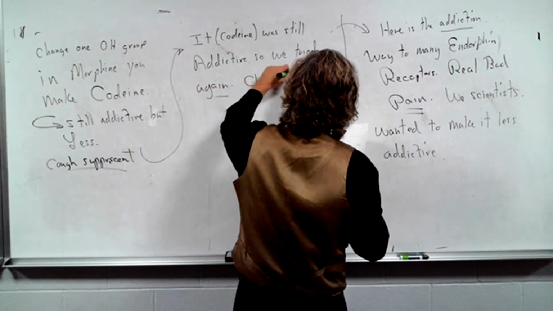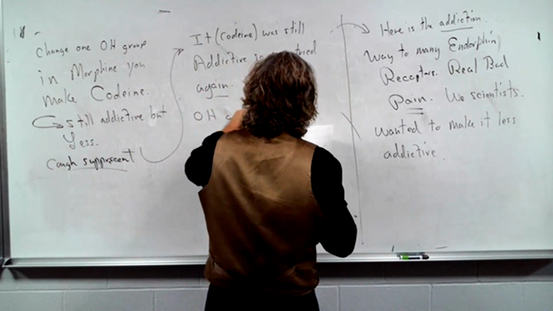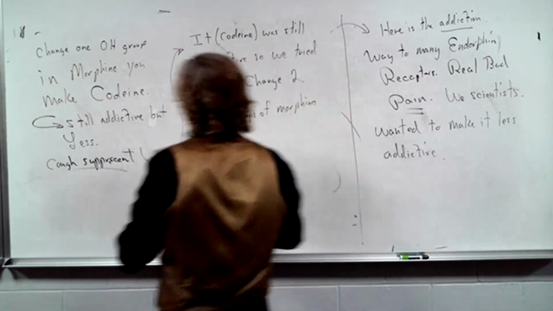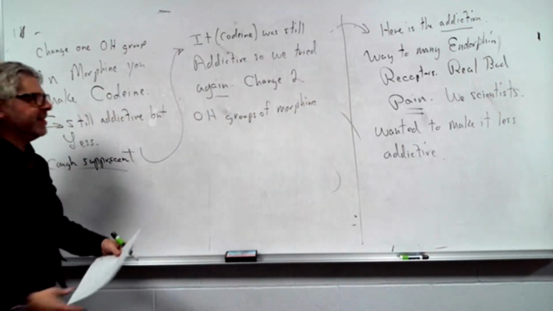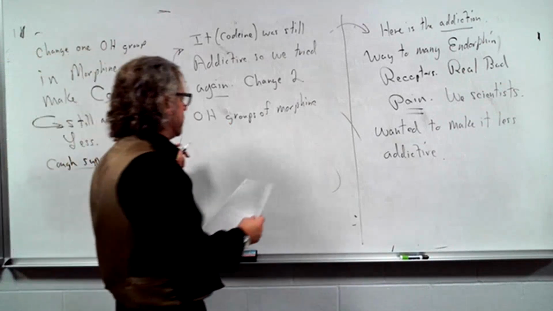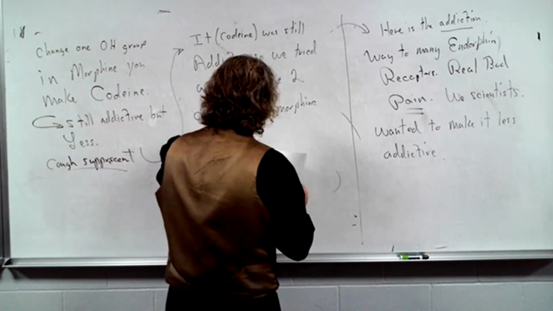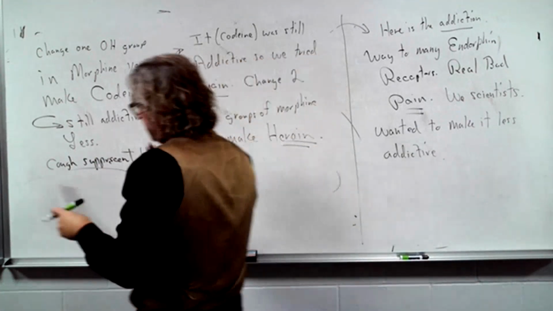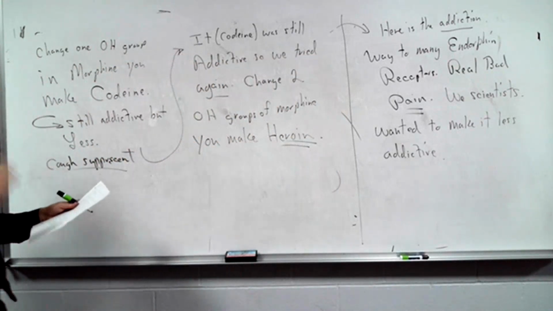Change 2 OH groups of morphine. Because if you change one OH group and you made codeine, you must be on the right track to make it less addictive. Change 2 OH groups of morphine. Why not? You make heroin. And they said, this has to be less addictive. Okay, well, that was a mistake.